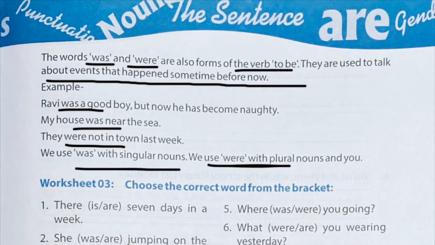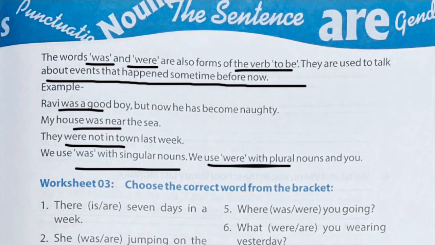Okay, my house was near the sea. मेरा घर near the sea था. They were not in the town last week. वो last week town में नहीं थे. So these are the examples, which show us how was and were are used to talk about the events that happened some time before now.